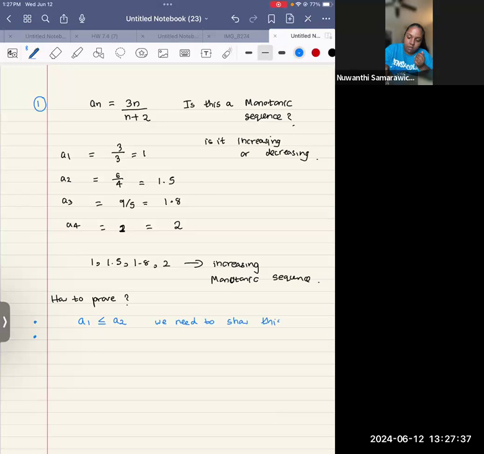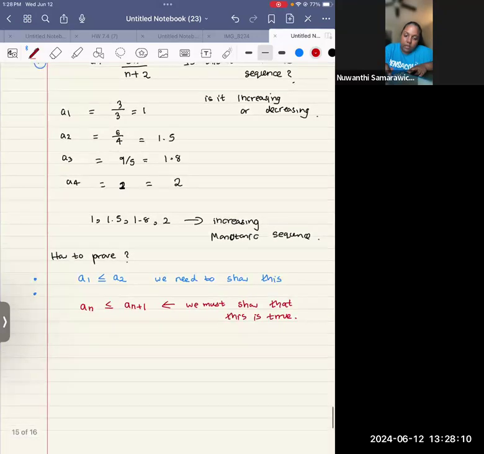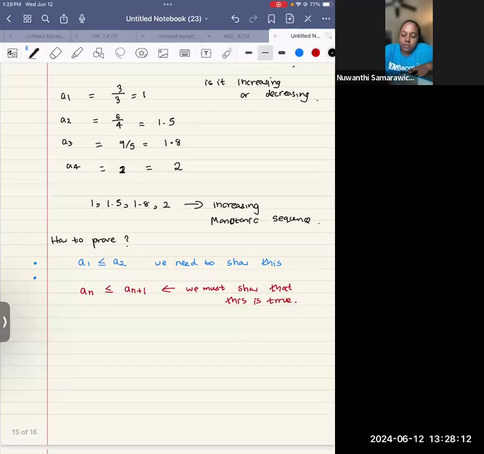If we write it in a generalized form, what we have to show is that the n-th term is less than or equal to a sub n plus 1, the next term. This is what we have to show. We must show that this is true. So let's see how to show that this is true.